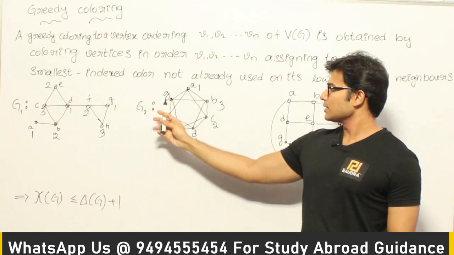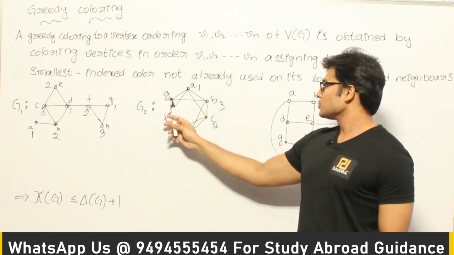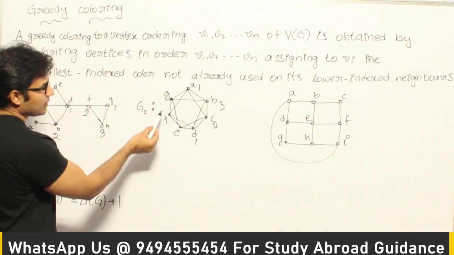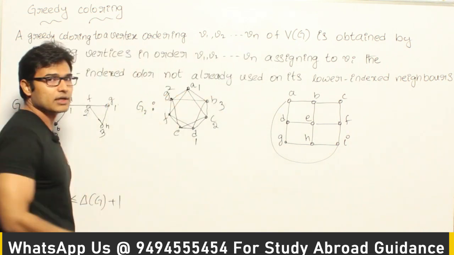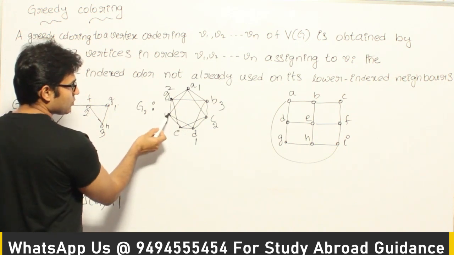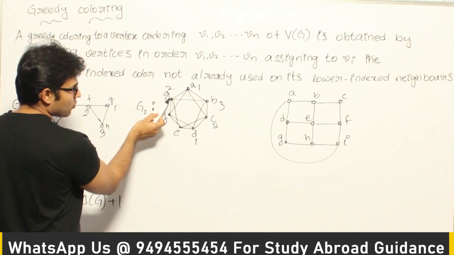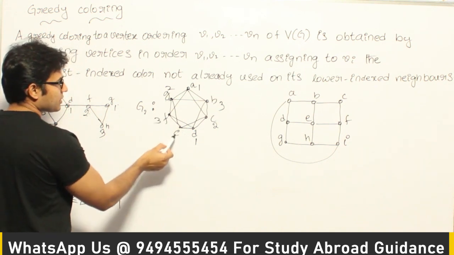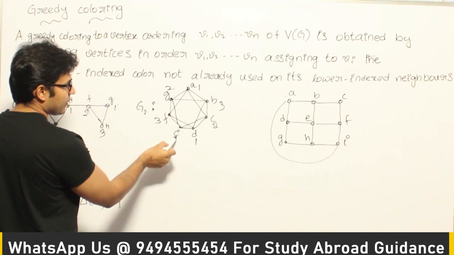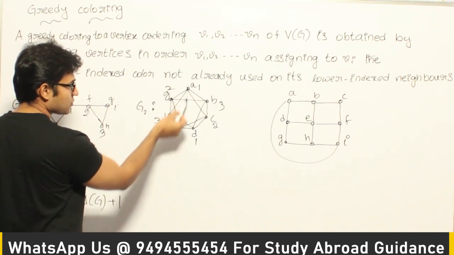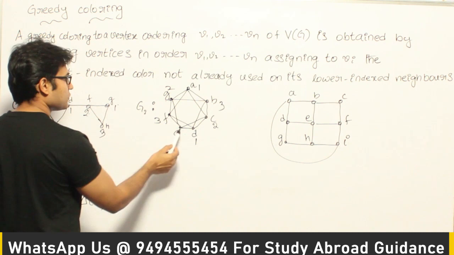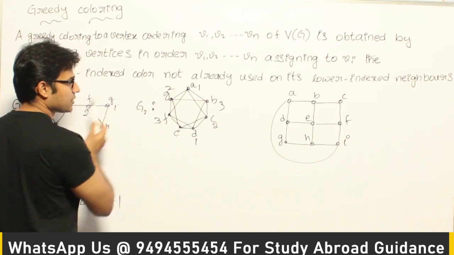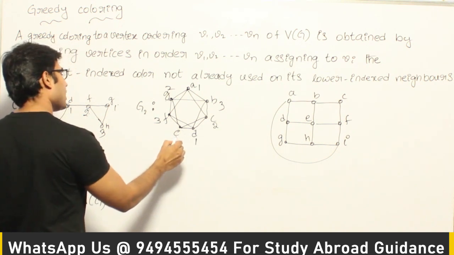Fine. What about this one? Can I use 1? No. Can I use 2? Yes. Check this. Can I use 2? Yes. What about this one? Can I use 1? No. Can I use 2? No. Can I use 3? Yes. What about this one? Can I use 1? No. Can I use 2? No. Can I use 3? No. Therefore, I have to use 4.